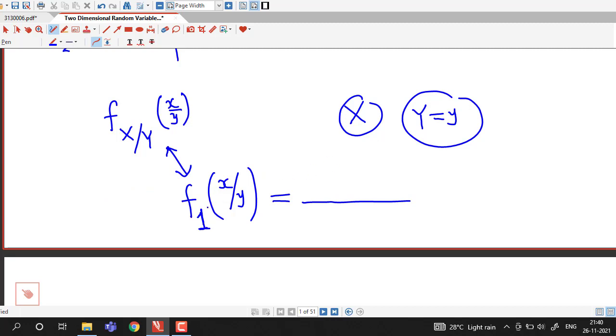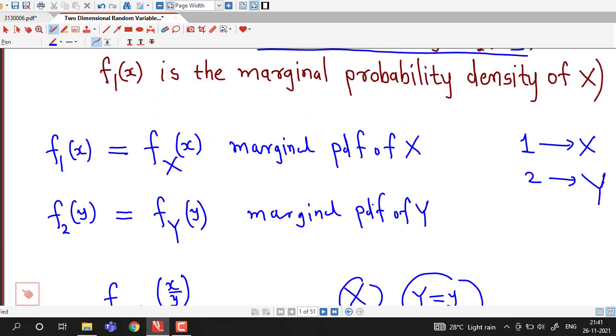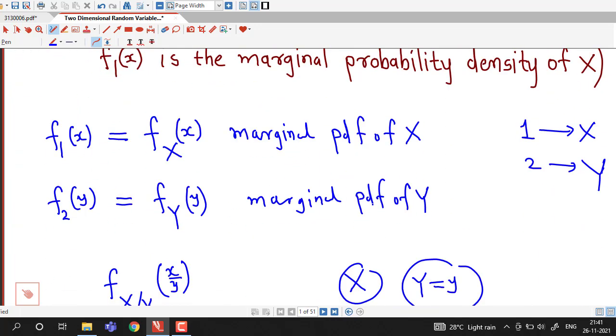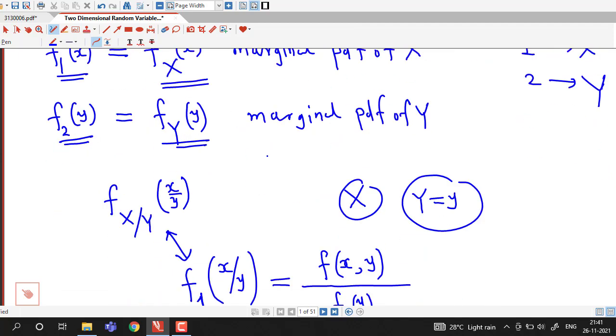then I suggest you watch those lectures first. So this conditional density of x given that y equal to y is defined as the ratio of the joint density divided by the marginal density of y. So instead of capital Y, we will use f2(y). We have to use these notations which are given in the question. Sometimes they use this type of notation, sometimes they use these notations. So we must be familiar with different notations for the same thing.